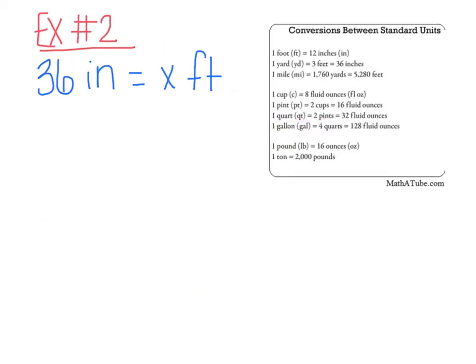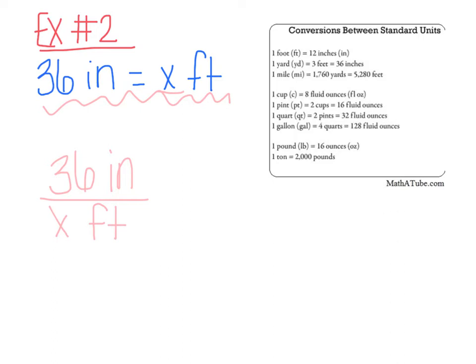Example number 2, we have 36 inches equals blank feet. And so I put an X in for my blank. So I'm going to set that up as the first part of the proportion. So 36 inches over X feet. And all I did was take this information and put it into what looks like a fraction.